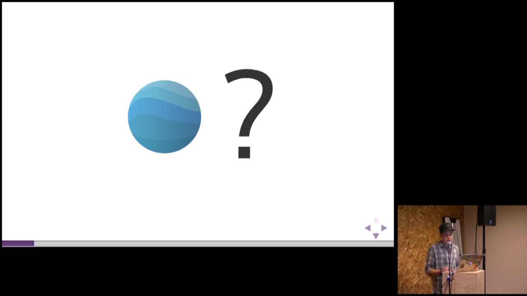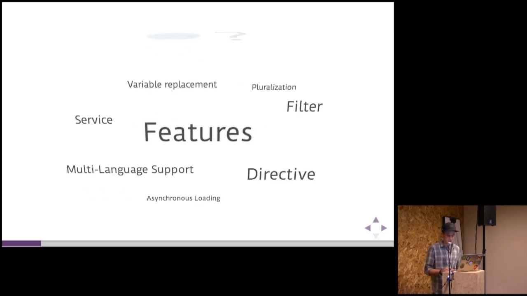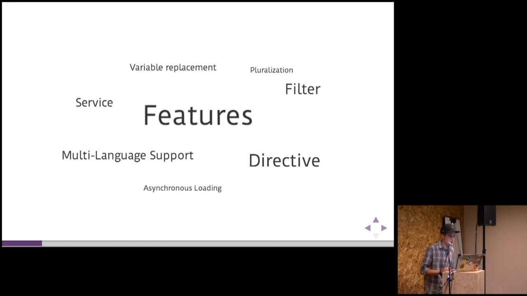Okay, so Angular Translate has some features. Of course, you have a service to translate the contents of your app. It has the original filter. It also provides a directive to translate your contents. Variable replacement is done through the AngularJS interpolation service. You can interpolate some dynamic values into strings, and that is basically it.